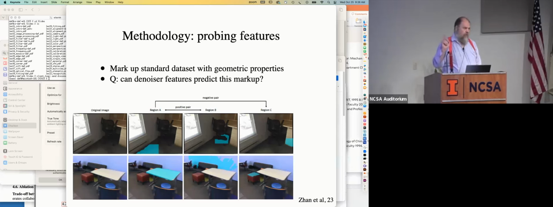The second column shows a blue patch that's on the ground plane. Third column shows another blue patch that's on the ground plane. Fourth column shows a negative pair. Second row is, are these two on different planes? So now what I can do is I can say, I've got this markup. I know these bits of images. Can I find features in Stable Diffusion that predict this property? And the answer is yes.